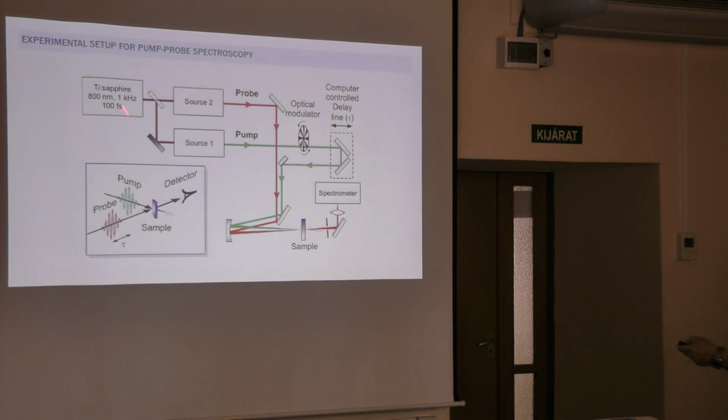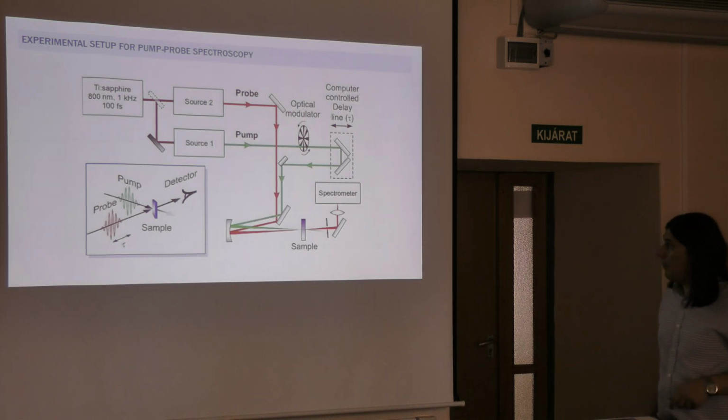We have a laser beam splitter, and then we can do some frequency conversion to have pump and probe pulses with the desired wavelengths, and then we have to focus them on the sample somewhere here, and we delay one of them, either the pump or the probe, it doesn't really matter. And we also have to modulate the pump so that we can take the difference between pump and no pump.